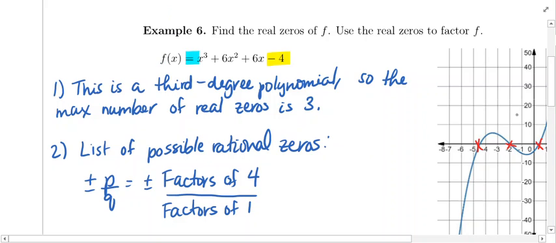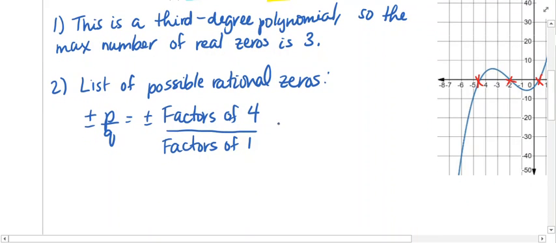Let's go ahead and write this down. We're going to get plus or minus in the numerator. Think of pairs of numbers that multiply to give you 4. Well, 2 times 2, and I'm not going to list it twice, I'm just going to list 2 once, but 2 times 2 gives you 4, and then also 1 times 4 gives you 4. Those are the factors of 4. In the bottom, we need to write down the factors of 1. The only 2 numbers you can multiply together to get 1 are 1 and 1, so we're just going to write a 1. This is not going to be a very big list at all.